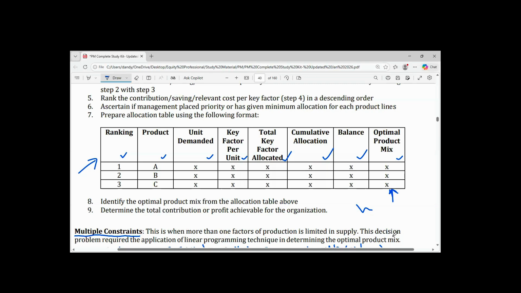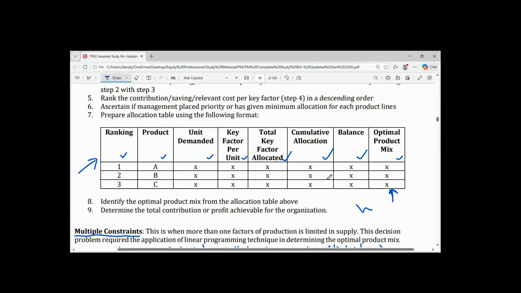All right. Then step 6 says you identify the optimal production plan from the allocation table. So what you have in the last column of your allocation table will represent the optimal product mix. And I also said that if in the question you have been given minimum allocation, that means you are going to have 2 different kinds of units. The one you have determined in step 5, where you have this allocation table, then plus the minimum allocation.